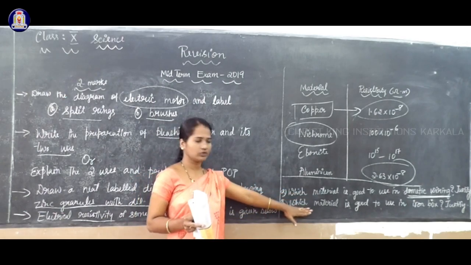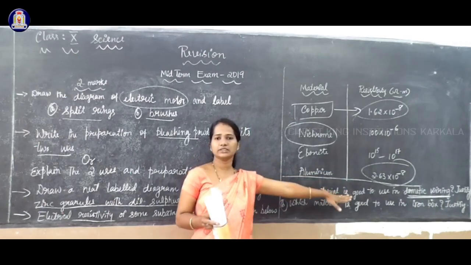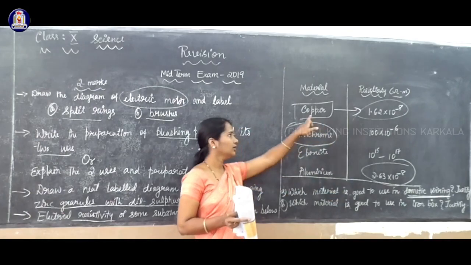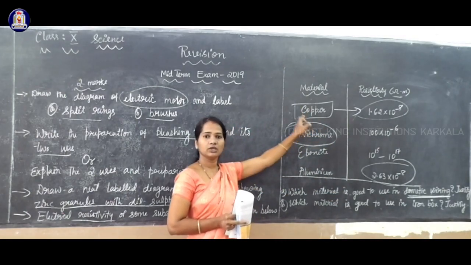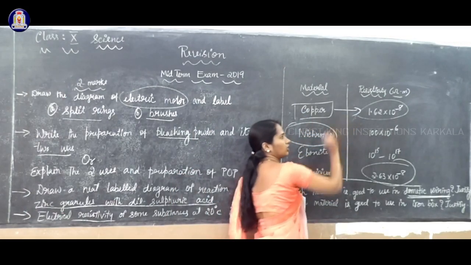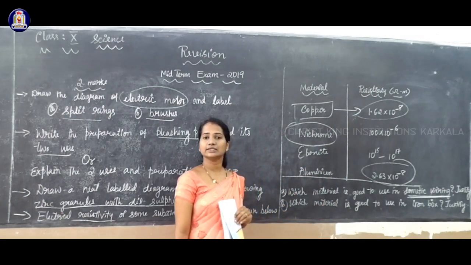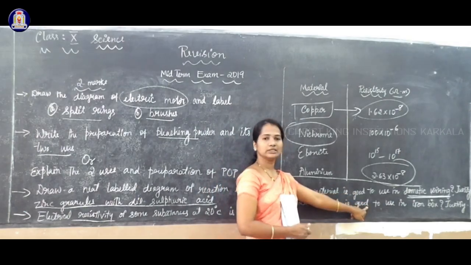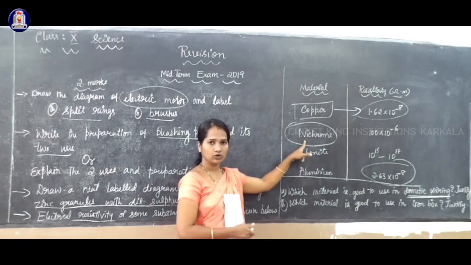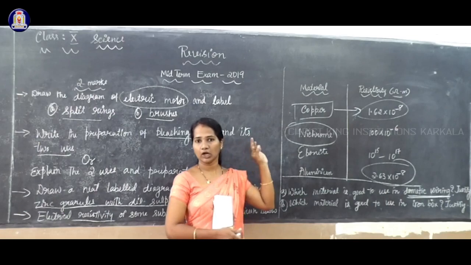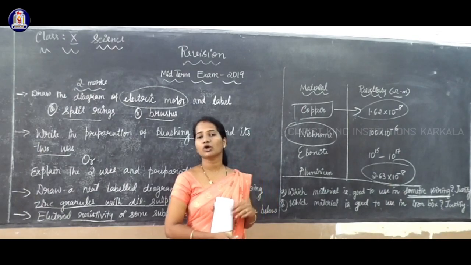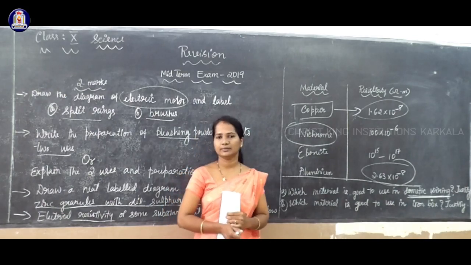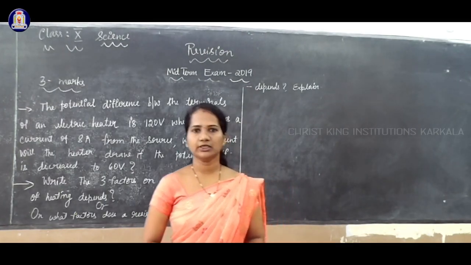So, this is a 2 marks question, half plus half, half plus half. Which material is good to use in domestic wire? Copper, because it has the least resistivity, hence it is a good conductor of electricity. Which material is good to use in the iron box? Nichrome, because it is an alloy. Alloys do not oxidize readily at high temperature. That is the reason. Now we will move to the 3 marks questions.